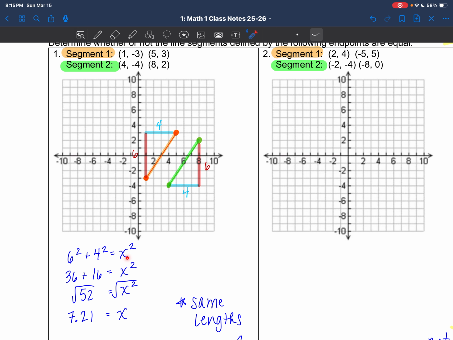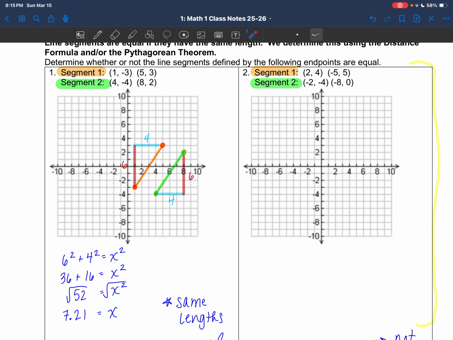So that should be x squared. So go ahead, simplify, add those together to get 52. And you're going to get 52 equals x squared. But remember, to get that squared, we have to take the square root. And when you do that, you get x is approximately 7.21.